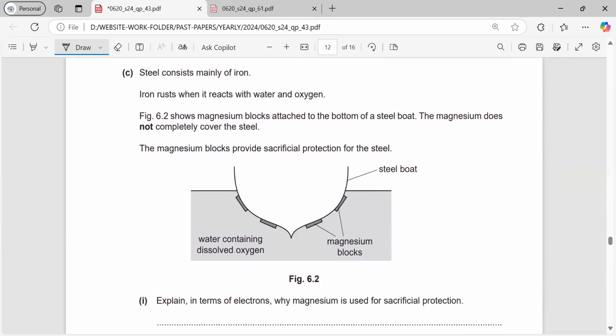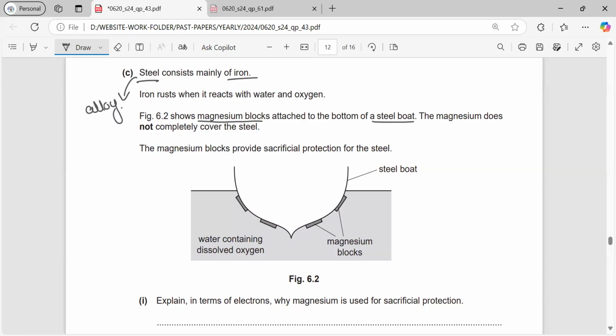Next part, steel consists mainly of iron. Steel is an alloy which mainly consists of iron. Iron rusts when it reacts with water and oxygen. Figure shows magnesium blocks attached to the bottom of the steel boat. The magnesium does not completely cover the steel. The magnesium blocks provide sacrificial protection for the steel.